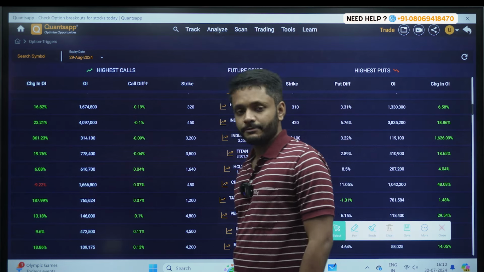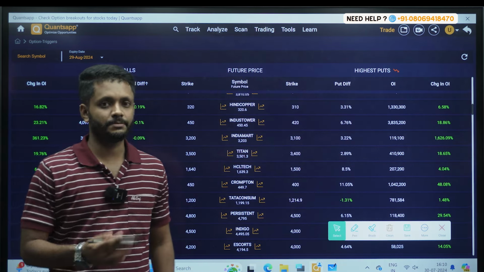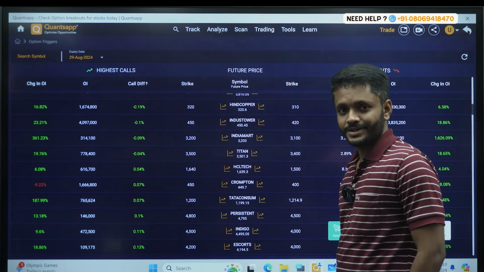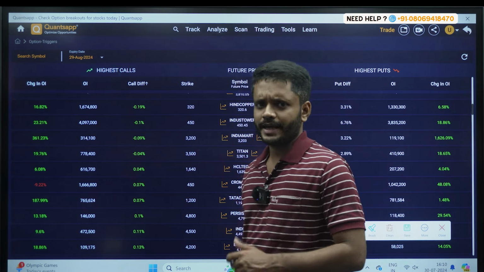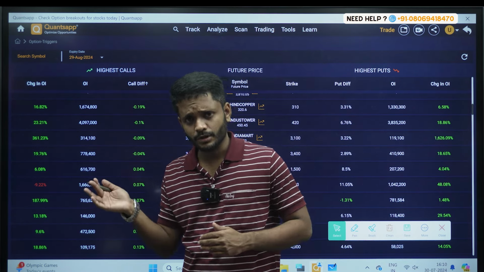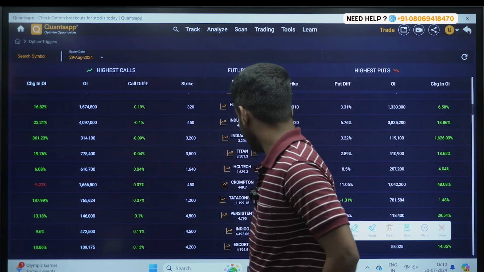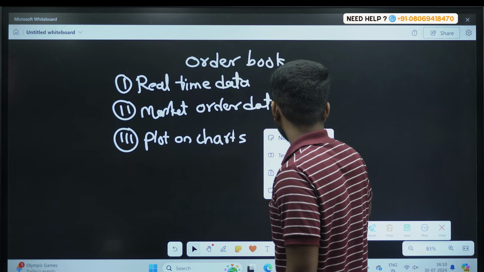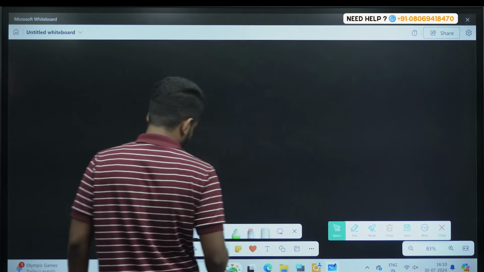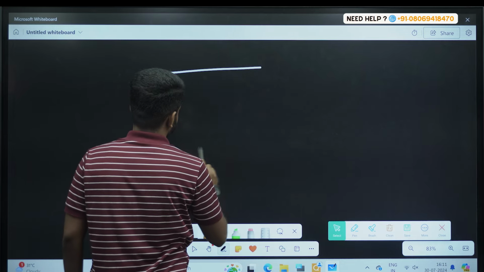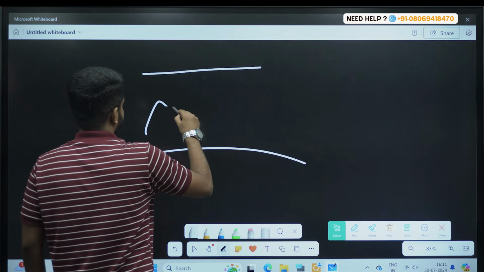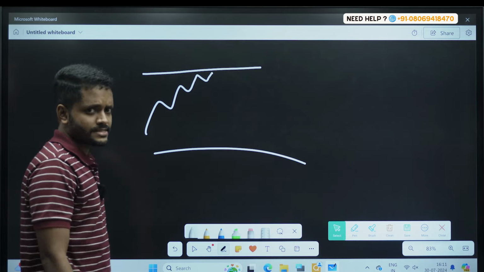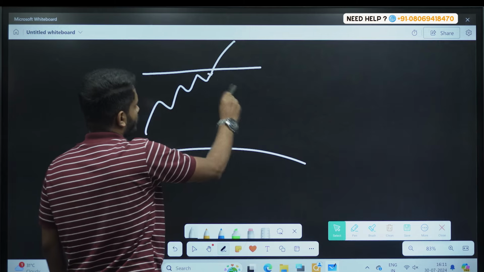Now what does it mean? If the call difference is between 0 to 1%, that means the stock is very close to its resistance, correct? If the stock is close to its resistance, what are the probabilities? Either the stock might break out or the stock might break down from there, correct? Let's say this is the resistance and this is the support, and the stock is moving like this and is near its highest call writers level or the resistance level. There are two possibilities, either it might break out or it might break down.